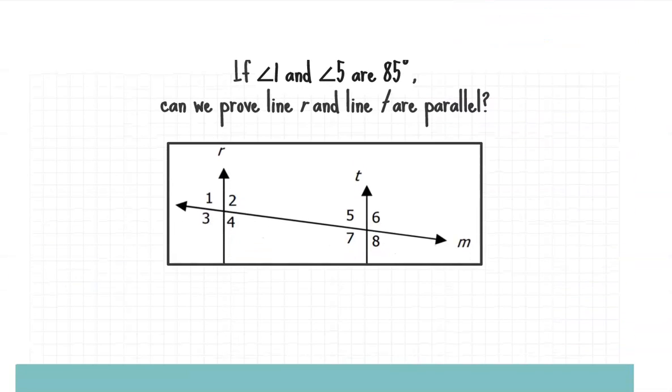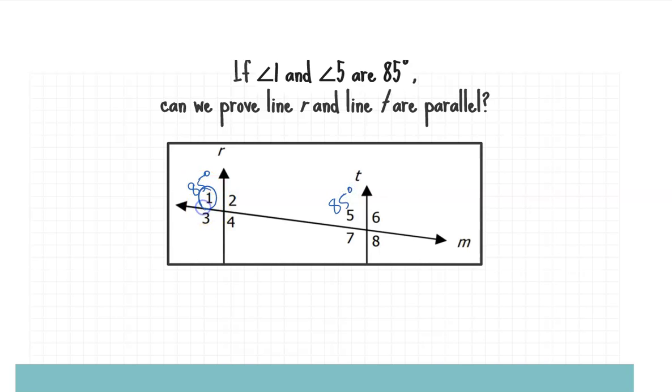All right, the last thing we are going to look at is determining if we can prove that two lines are parallel. So we are given that if angle 1 and angle 5 are 85 degrees, can we prove that lines R and T are parallel? All right, so angle 1 is 85 degrees and angle 5 is 85 degrees.